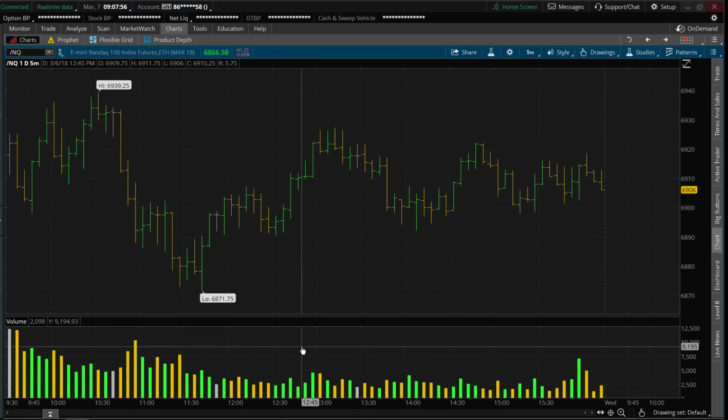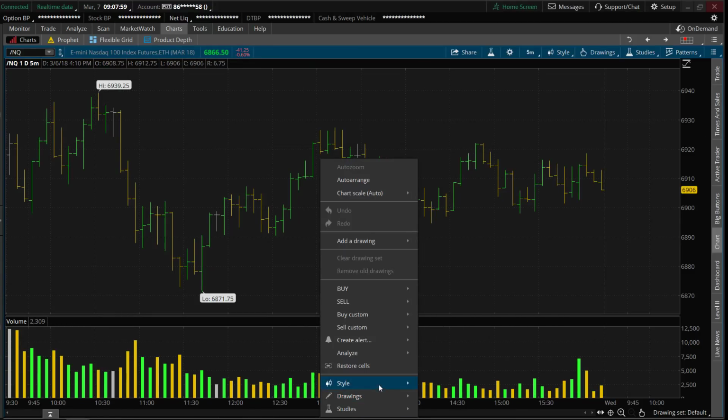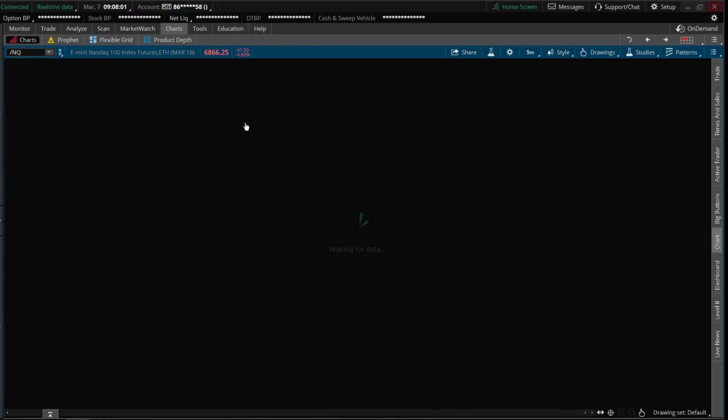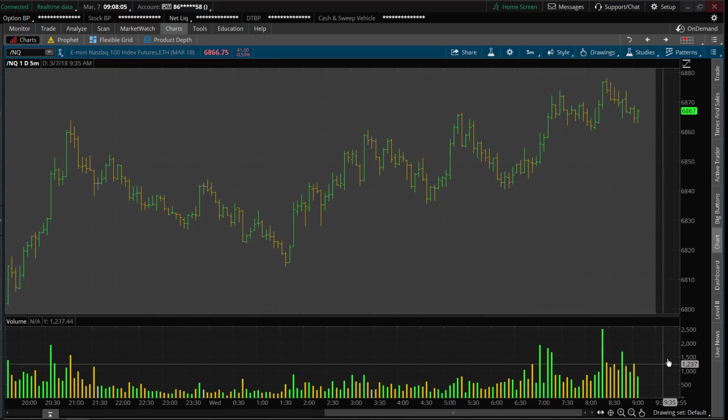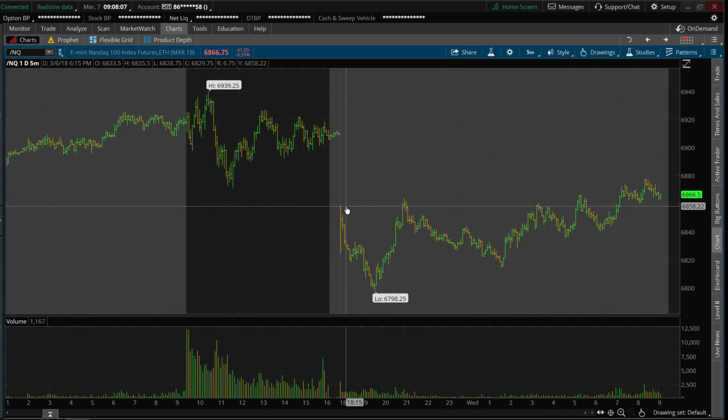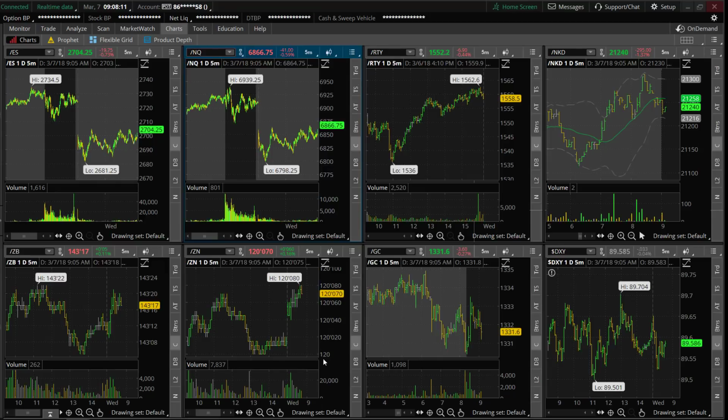Let's take a look at the NASDAQ here. Thinkorswim, or NASDAQ, kind of the same thing, has retraced about 50% of what we've lost.